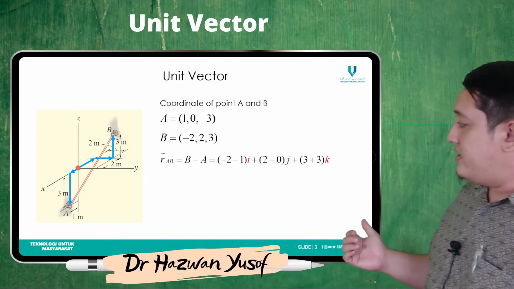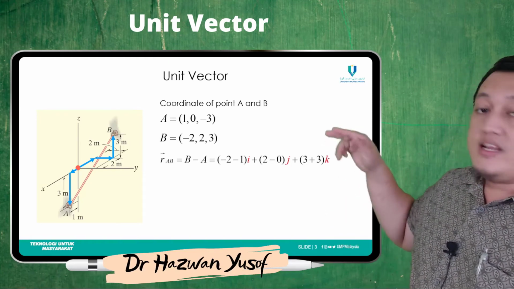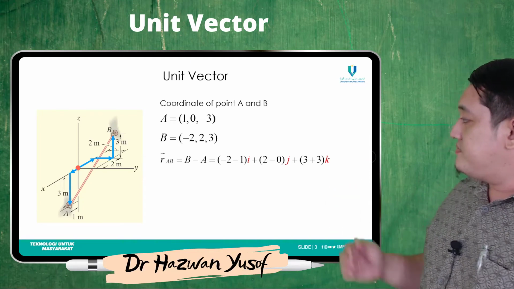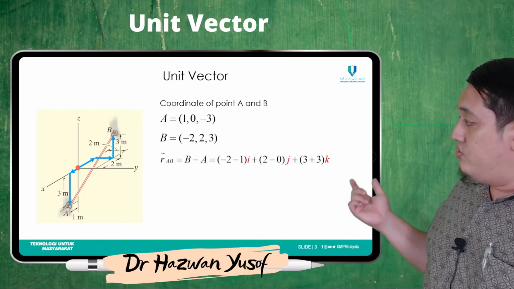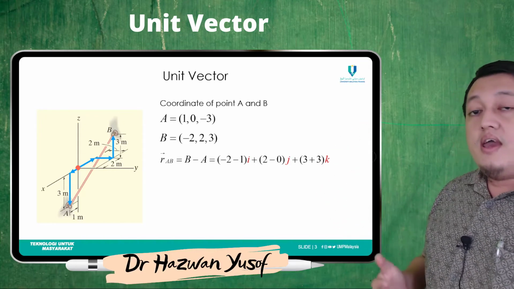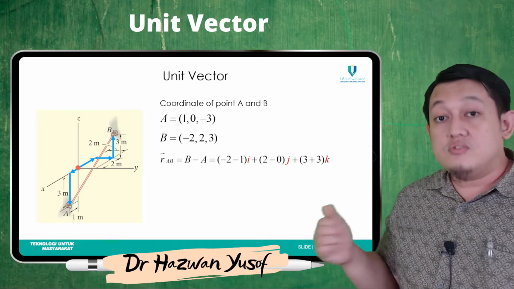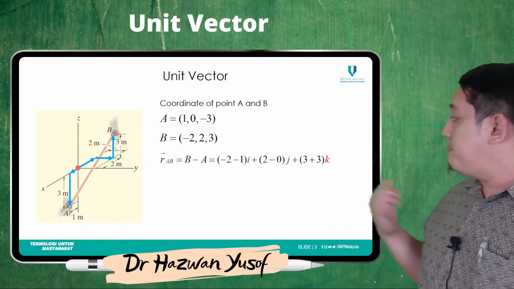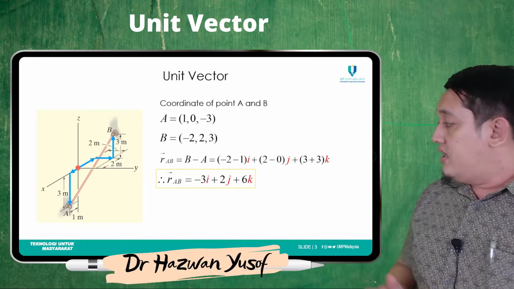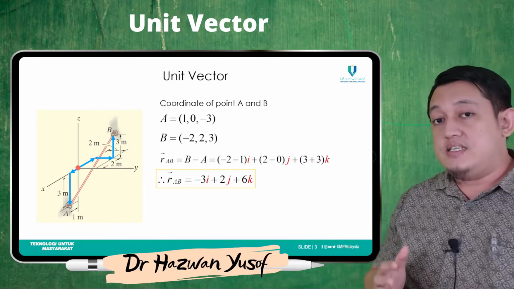First, for I, B is negative 2 minus 1, the coordinate of A here. So, negative 2 minus 1. And then plus, for B is 2. For Y, 2 minus 0. And then for K direction is 3 minus negative 3. So, minus and minus becomes positive. So, 3 plus 3. RAB is equal to negative 3I plus 2J and then plus 6K.